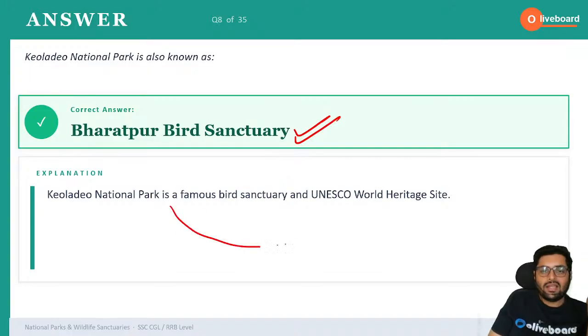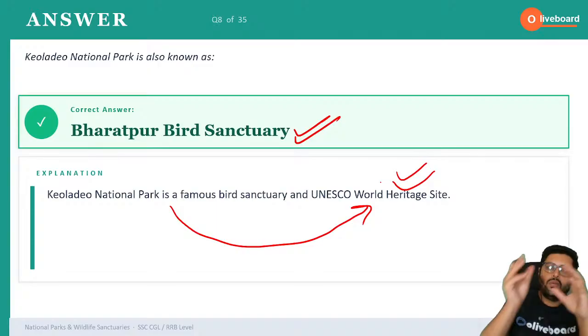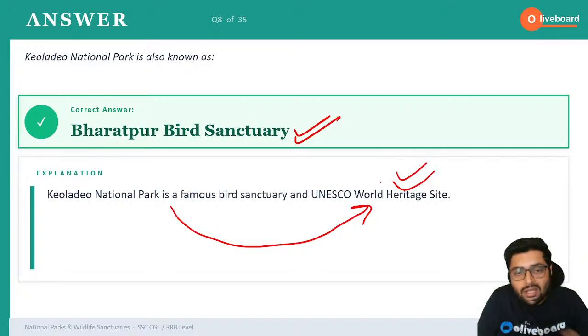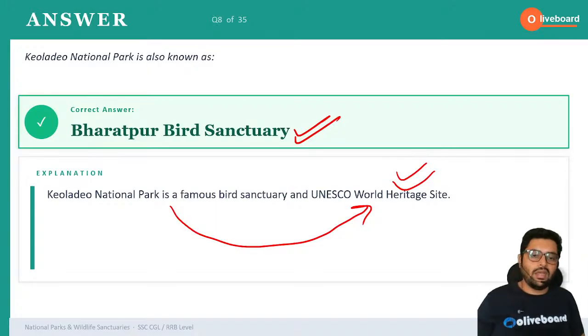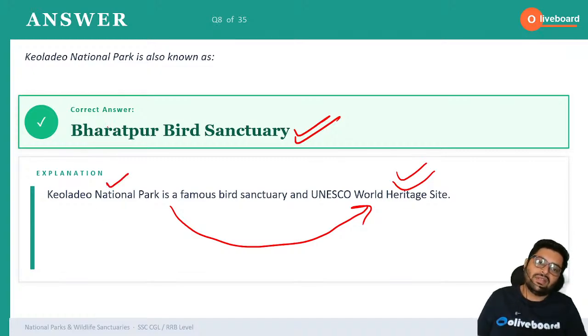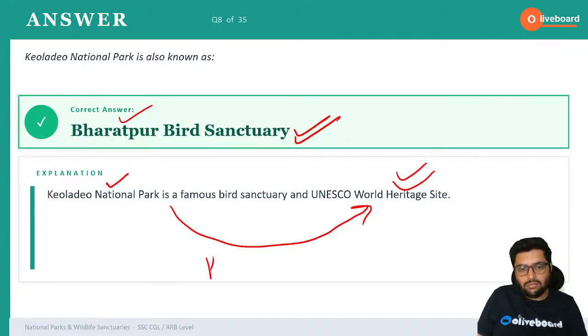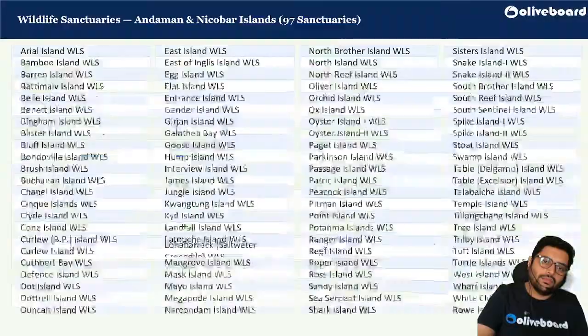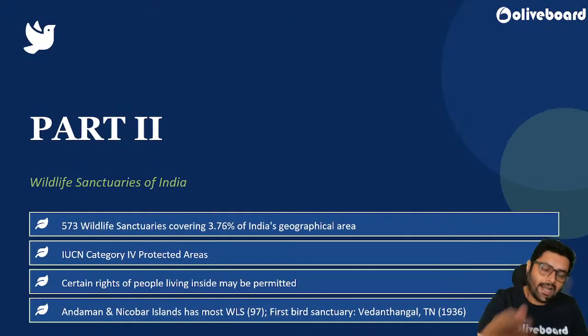So, you should know that if there are any names which are in both national park and sanctuary, that is a common one. It is also a UNESCO World Heritage Site. Not always will the question come with the name Dev National Park. Sometimes they will just replace it with Bharatpur Bird Sanctuary. So you should know that Dev National Park is Bharatpur Bird Sanctuary. Okay. So let us come now to wildlife sanctuaries.